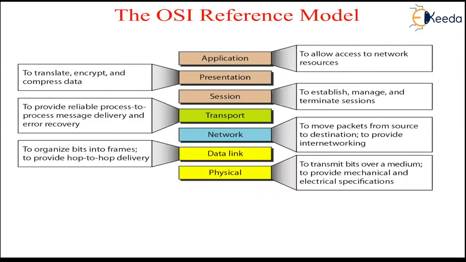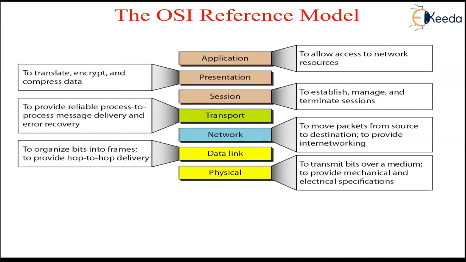If a summary of the layers is considered, as shown in this figure, here the physical layer is responsible for transmission of bits over a medium, providing mechanical and electrical specifications. The data link layer is for organization of bits into frames and to provide hop-to-hop delivery. The network layer is for moving the packets from source to destination and to provide internetworking functions: routing of the information, congestion control, as well as accounting of the information.